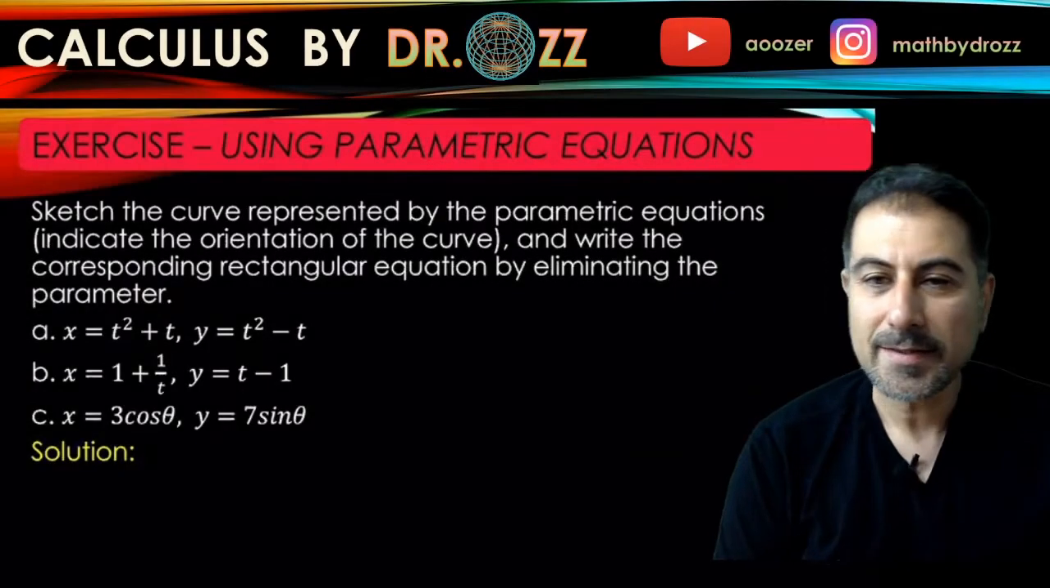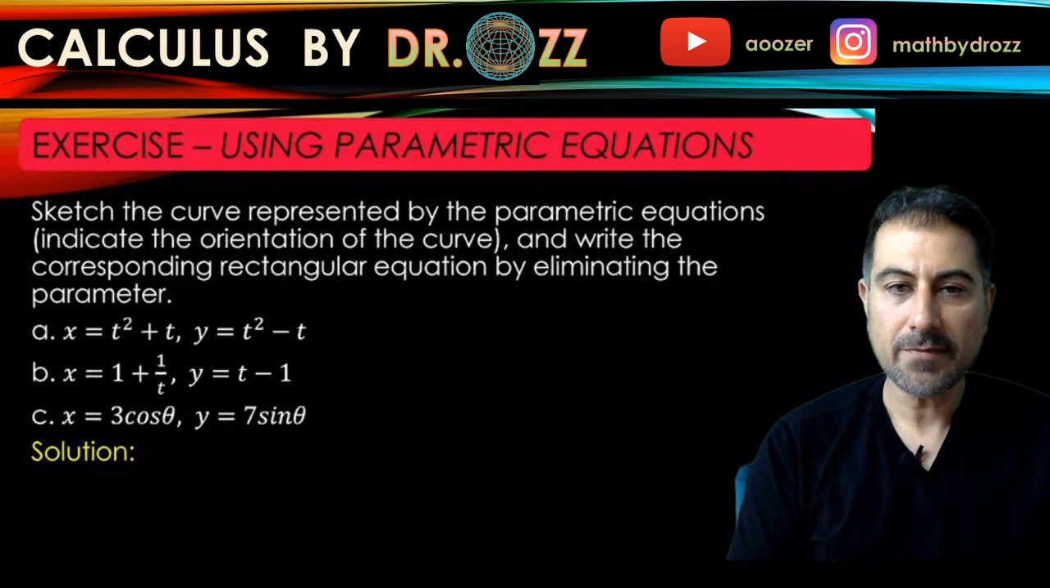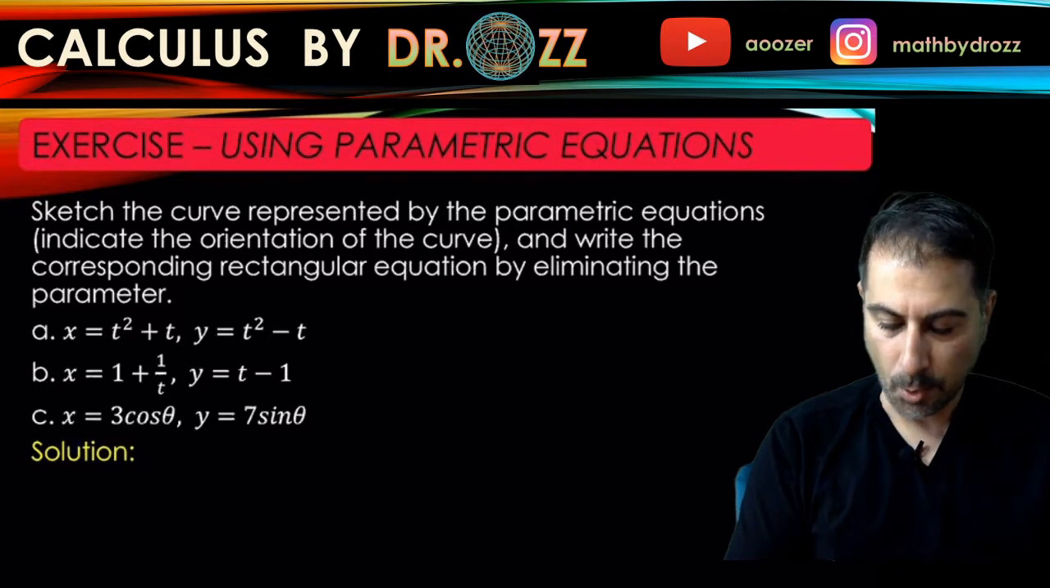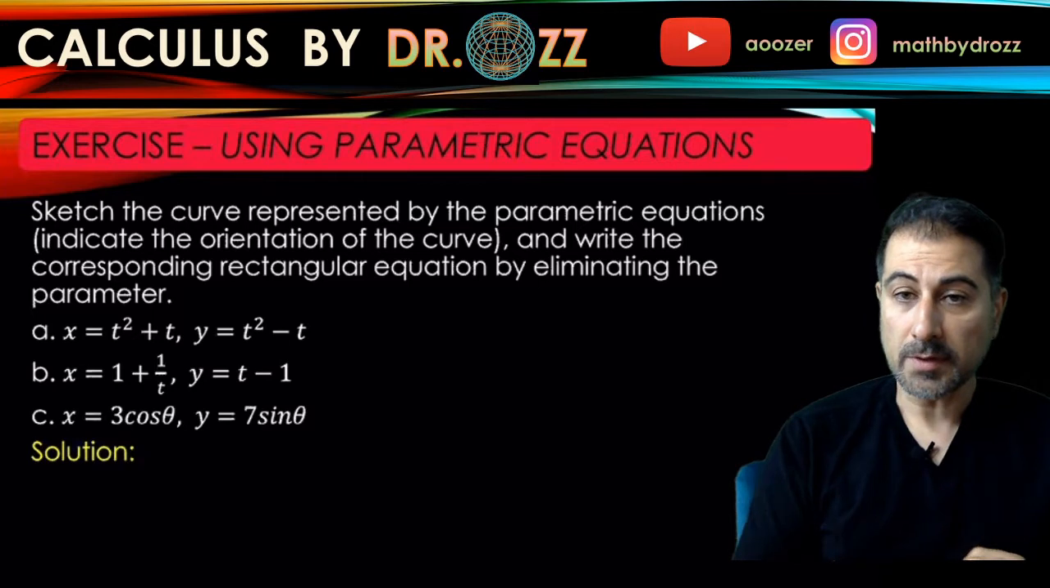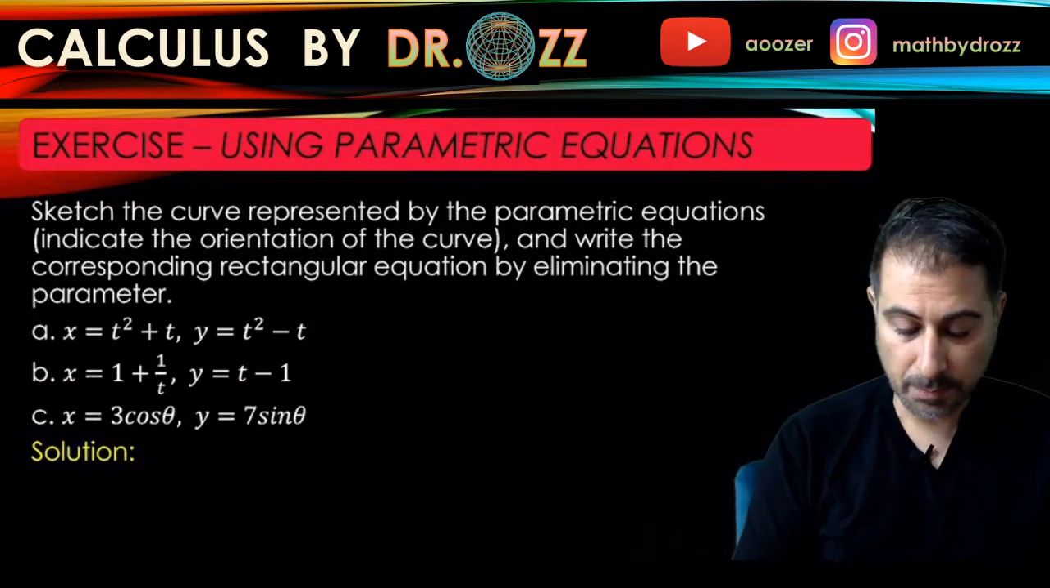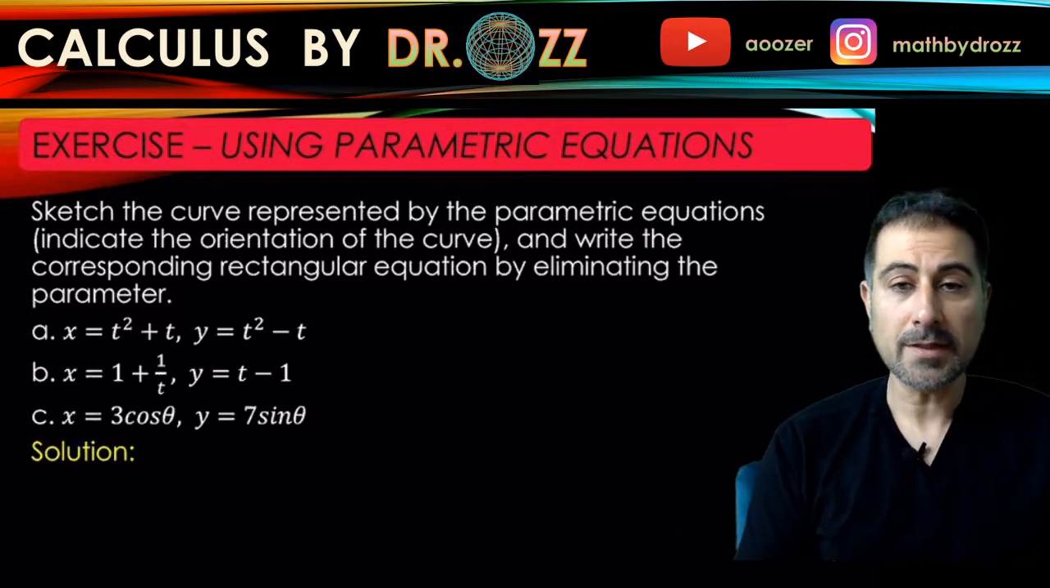All right, let's start with part A. We have the parametric equations provided to us with the parameter t. The x coordinate is a function of t, so it's t squared plus t, and same for the y coordinate, but it's a different function, t squared minus t.